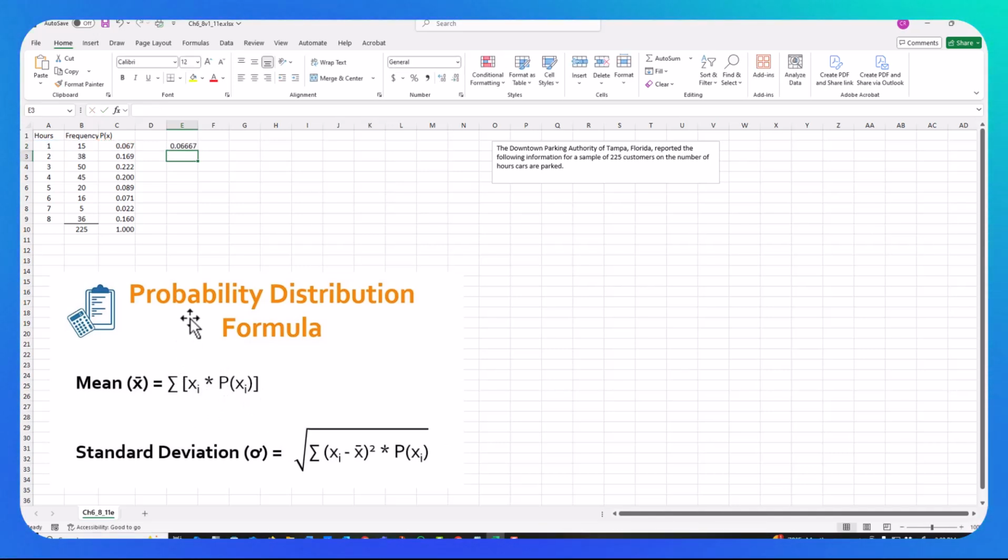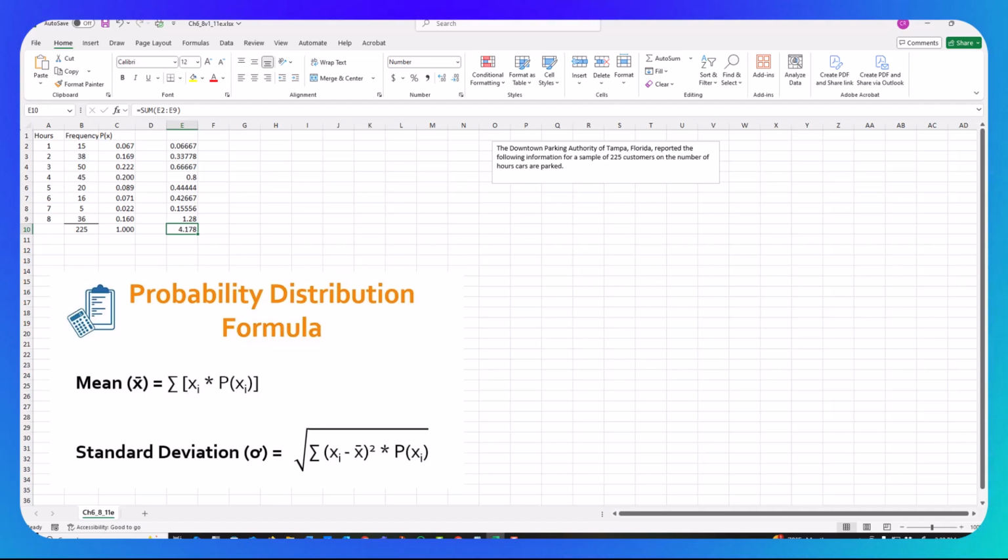I could do the next one and the next one, or I can do what you just saw me do and copy that straight down, because what that's doing is taking 2 times that probability, then 3 times that probability, and so on. This little sigma here means to sum these values. So I did an equal sum. I highlight my values, and this one I want to round as well. So I get 1.78 for my mean.